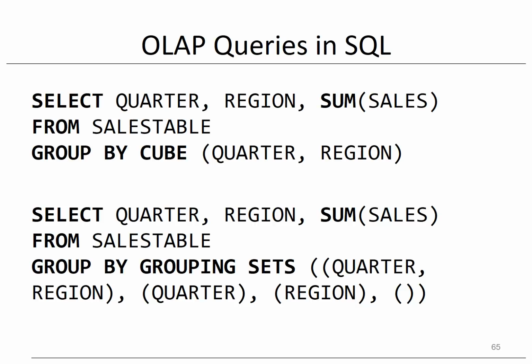Consider the following query. Select quarter, region, sum sales from sales table, group by cube, quarter, region. This query is equivalent to select quarter, region, sum sales from sales table, group by grouping sets, quarter, region, empty set.